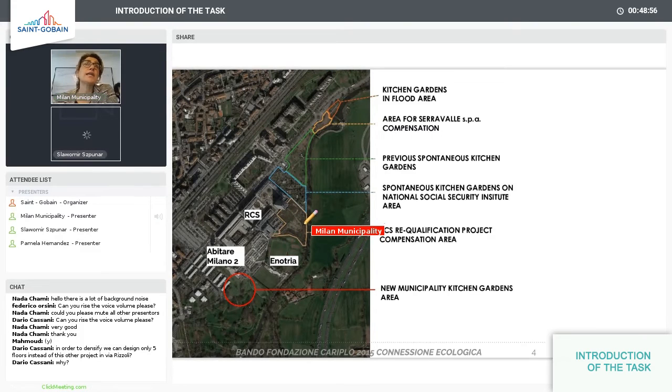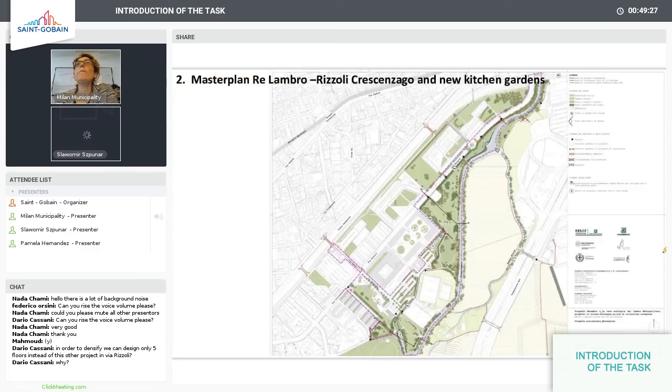There will be a new park just behind the RCS buildings. And the kitchen gardens that are here are going to be moved to this part with a new project that is going to redefine also the access from the underground station Crescenzago, which is here, to the park, which is here.